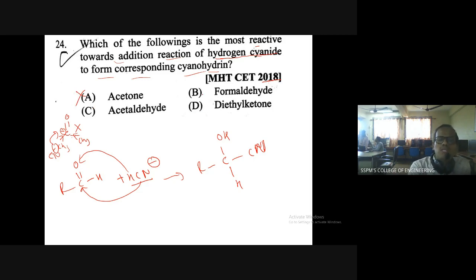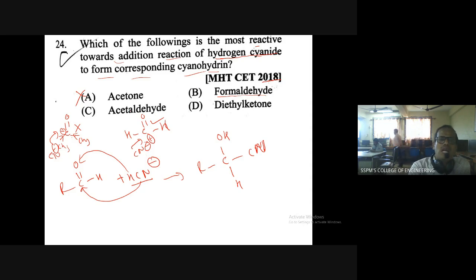Okay, then B is what, H C double bond O H. This is formaldehyde, the first aldehyde, formaldehyde. So in this case there is no alkyl group directly attached, no electron donating group, so this is a more positive carbon. So this is actually the most reactive because no alkyl group is attached, no electron donating group is attached. So this carbon is more positive, so it will easily accept the negative cyanide ion to form cyanohydrin.